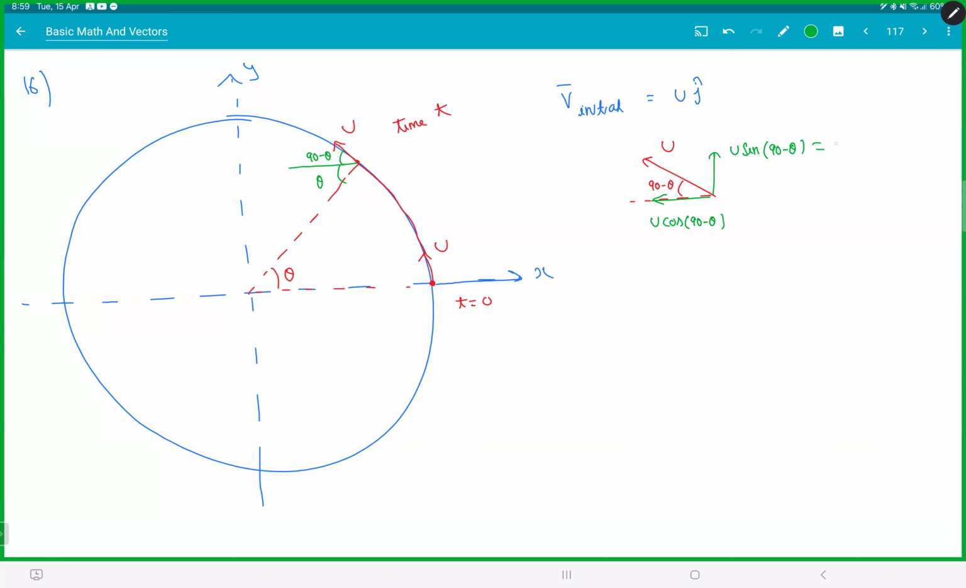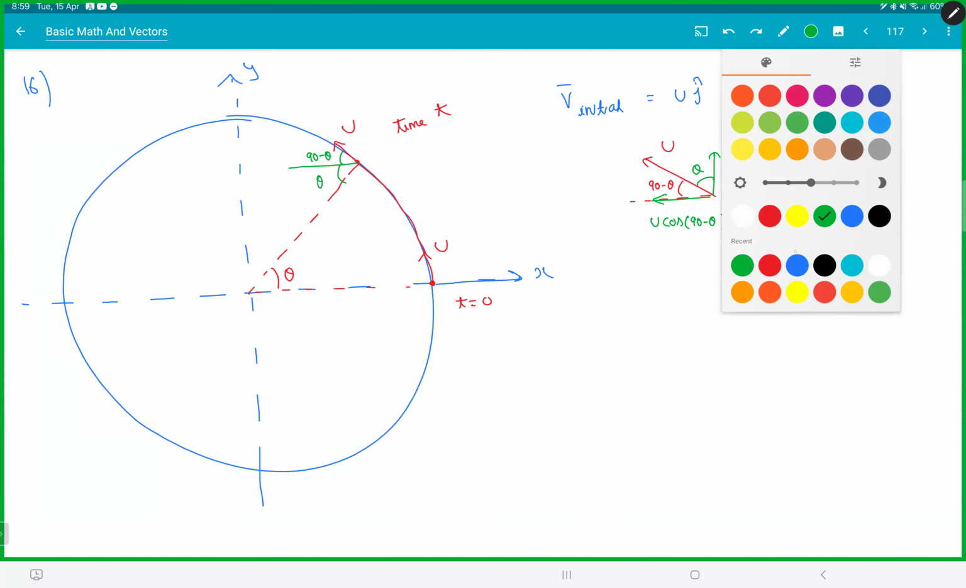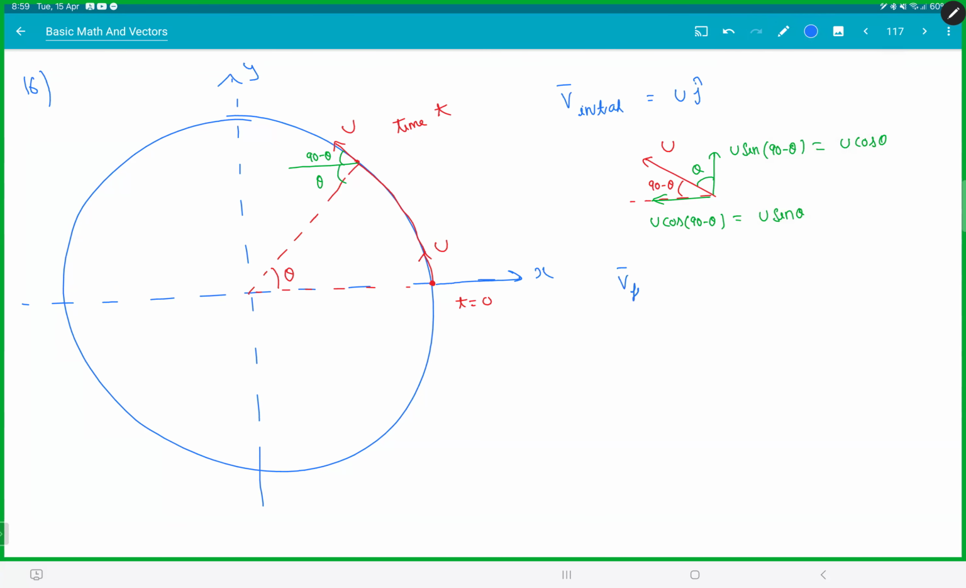U sin 90 minus theta is nothing but U cos theta. U cos 90 minus theta is U sin theta. If that looks confusing, you can take this as theta. Then this becomes U cos theta, U sin theta. Same thing. So therefore, V final will be, the sin theta is pointing backwards, that is minus U sin theta I cap. U cos theta is pointing up, U cos theta j cap. This is how you find the velocity vector.